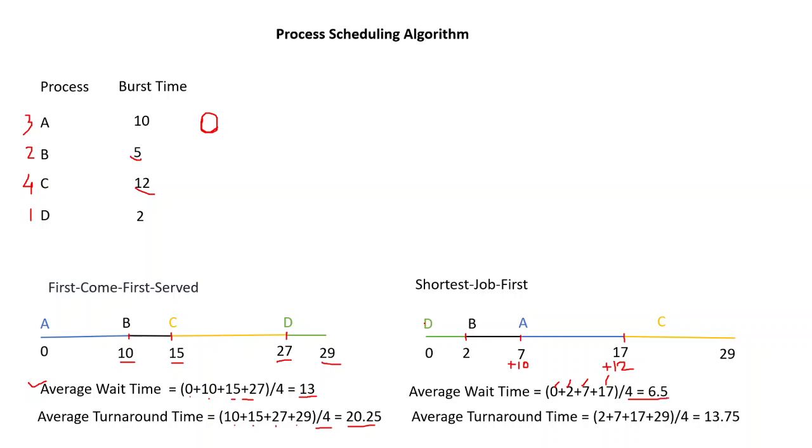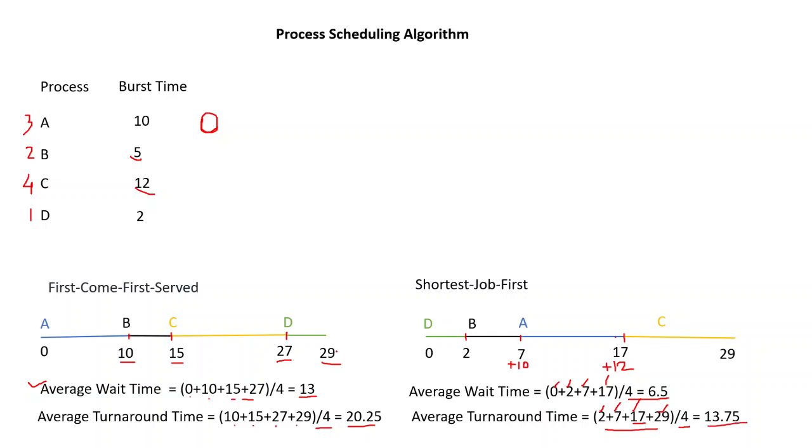And average turnaround time in this case, let's start with A. So A finished at time point 17. B finished at time point 7. C finished at time point 29. And D finished at time point 2. So the average turnaround time is this divided by 4, which is equal to 13.75.